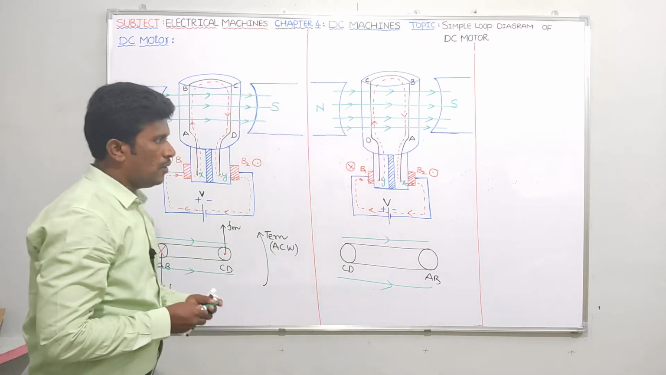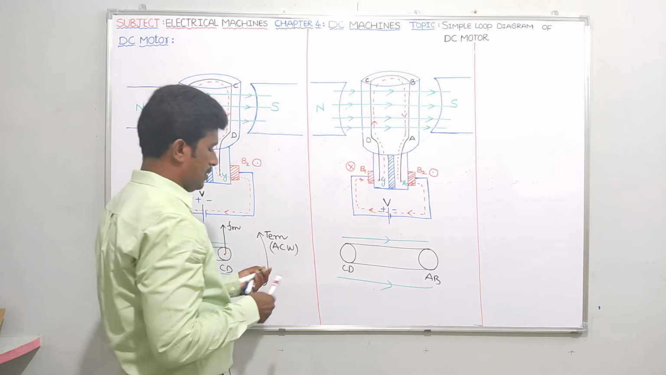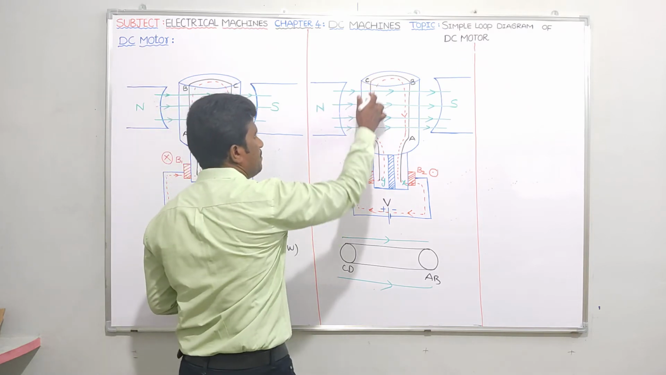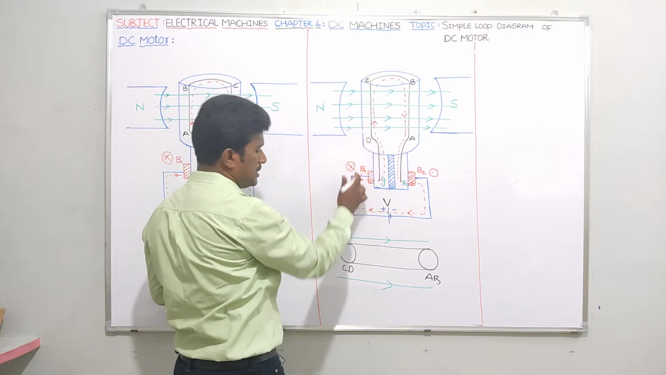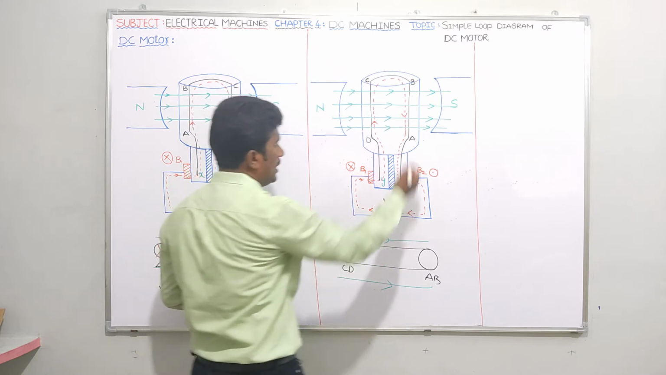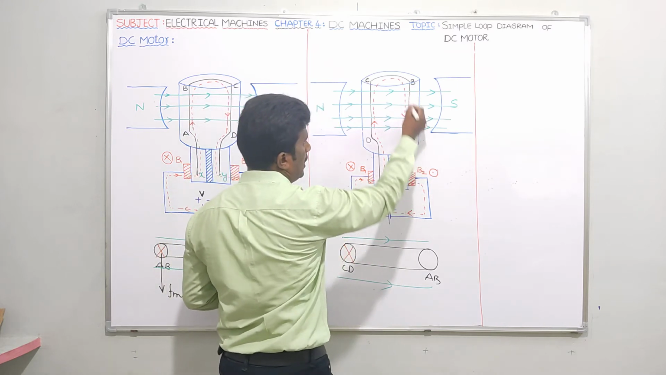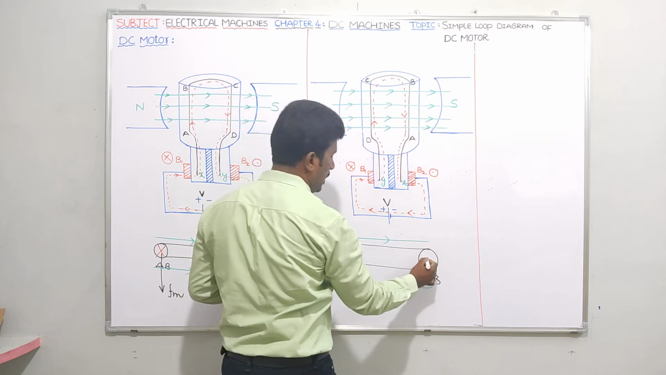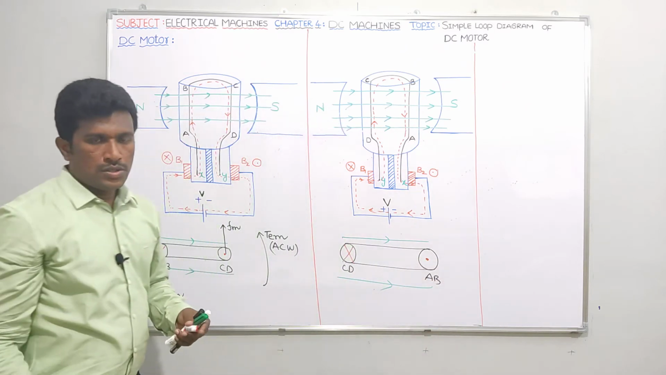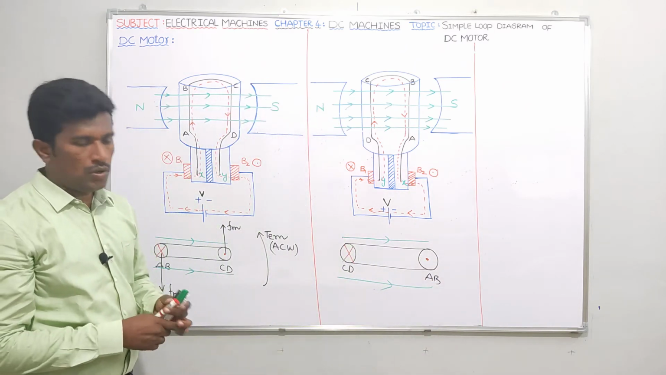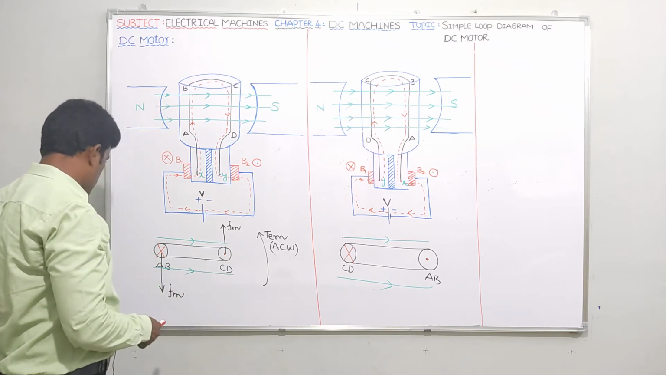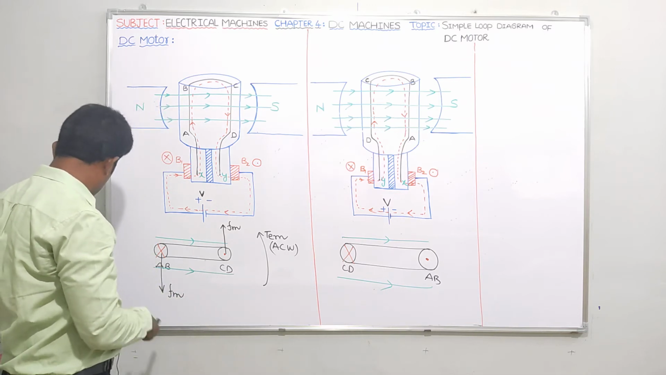Is it clear? Now at CD, I say direction of current. CD means the CD-related brush, which one? B1. It is a cross. At AB, direction of current means the AB-related brush, B2, dot. So once again, apply Fleming's left hand rule. Okay, tell me guys, let me apply Fleming's left hand rule at CD.